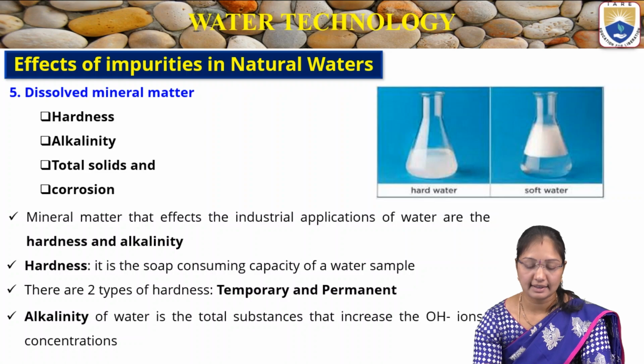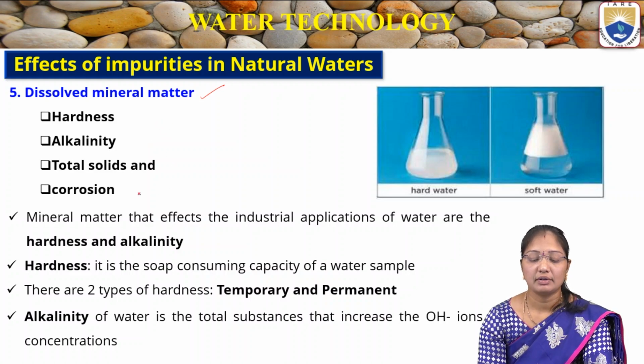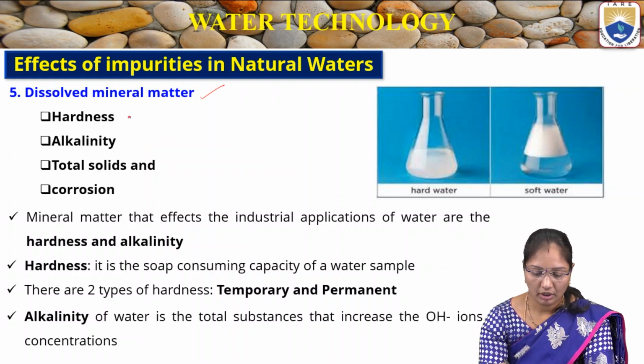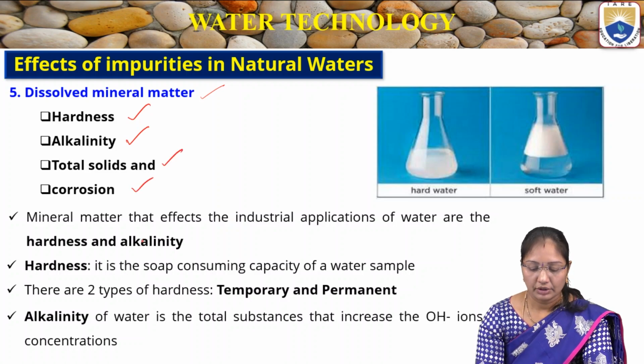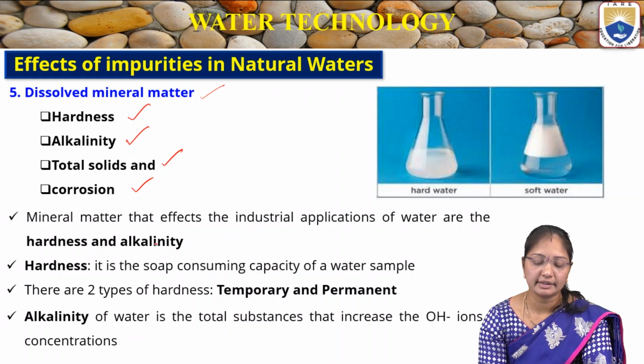Another characteristic is dissolved mineral matter. It involves these four: hardness, alkalinity, total solids and corrosion. The mineral matter that affects the industrial application of water is hardness and alkalinity.